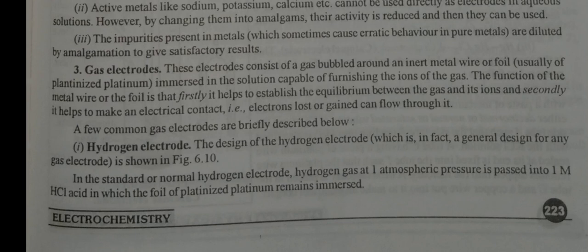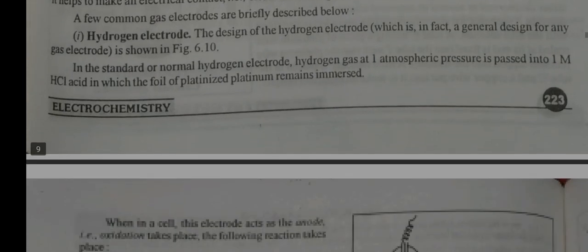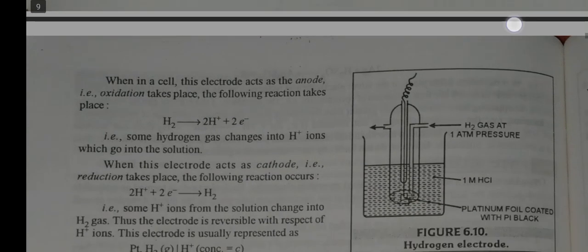The design of a hydrogen electrode, which is in fact the general design for any gas electrode, is shown in figure 6.110. In the standard or normal hydrogen electrode, hydrogen gas at 1 atmosphere pressure is passed into 1 molar HCl acid in which the foil of platinized platinum remains immersed. When in a cell, this electrode acts as the anode.